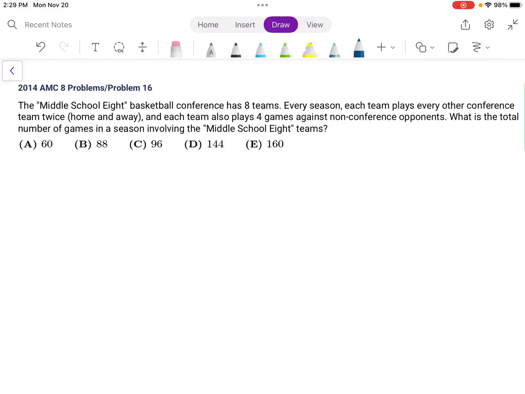Problem 16. There are 8 basketball teams, and each team plays every other team twice, home and away, and each team also plays 4 games against non-conference opponents. So if we choose one of the 8 teams, that's 8 choices, and then there are 7 left for us to choose the other team to play with. So that's 8 multiplied by 7. And the order of the 2 teams that are chosen does not matter, so we divide by 2.